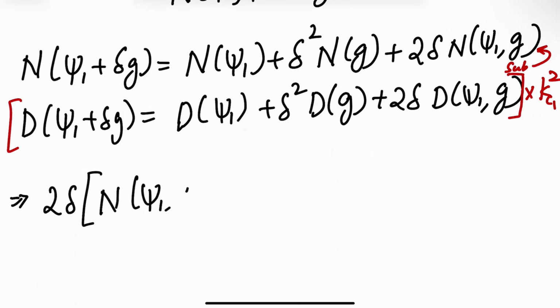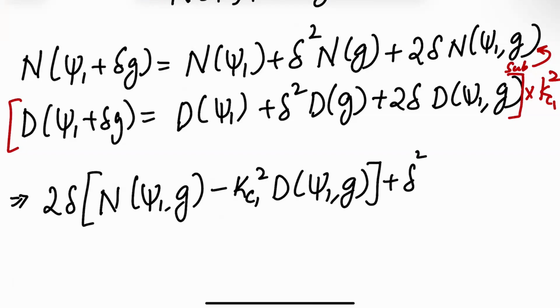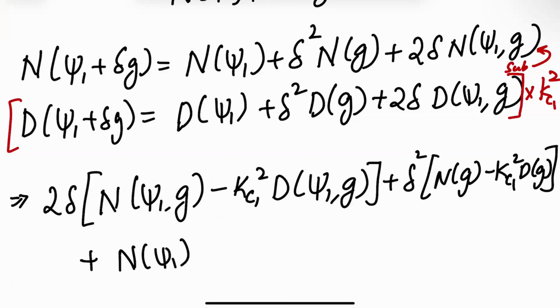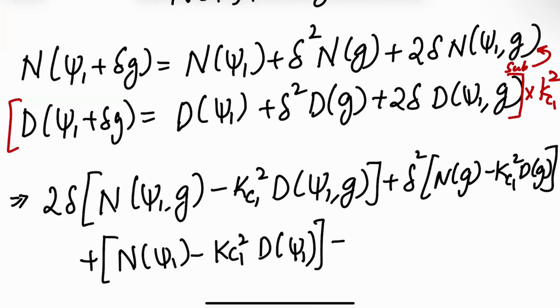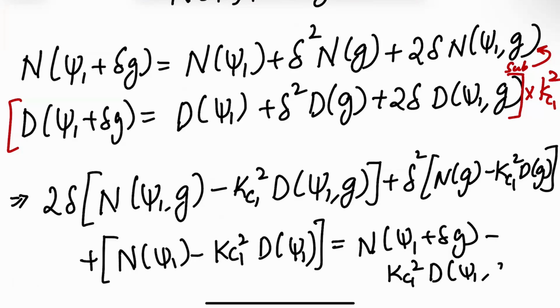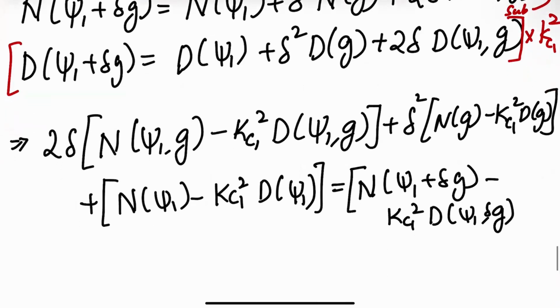Delta n of psi 1 comma g minus kc1 square d of psi 1 comma g plus delta square n of g minus kc1 square d of g plus n of psi 1 minus kc1 square d of psi 1, which is equal to n of psi 1 plus delta g minus kc1 square d of psi 1 comma delta g. Okay, this is the full term.